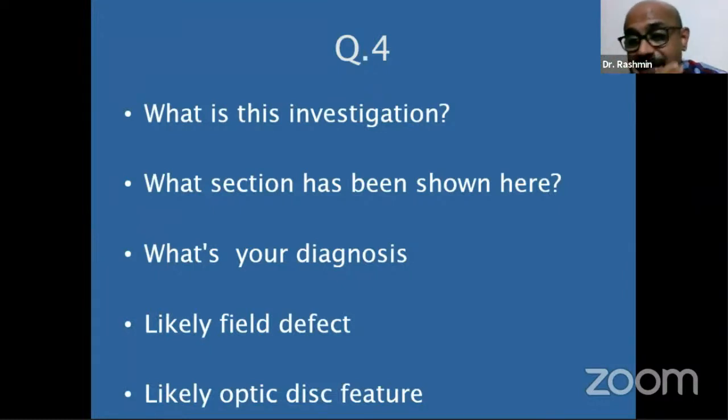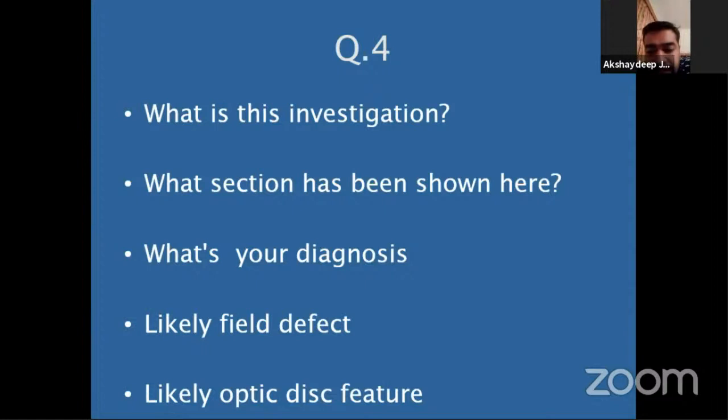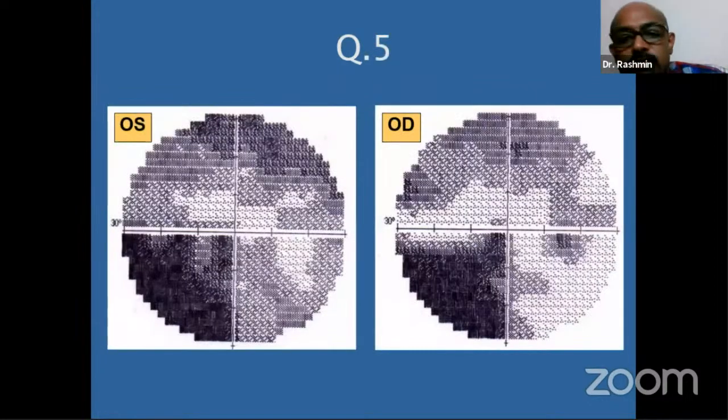So if the fields are given, you'll find that there is a central defect in one eye and a supratemporal defect, which is respecting a vertical midline, in the other eye. Likely optic disc feature? Temporal pallor, sir. No. I mean, temporal pallor can be seen, but more important. Band shape. Absolutely. Bowtie optic atrophy is one of the features of somebody who has chiasmal compression. What kind of nystagmus you can see in these patients? Seesaw nystagmus. Absolutely right.